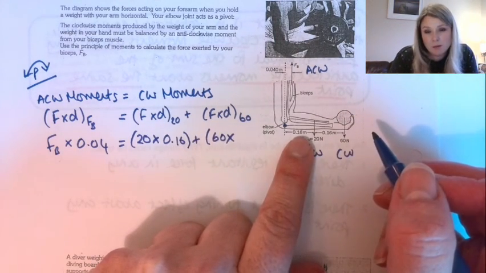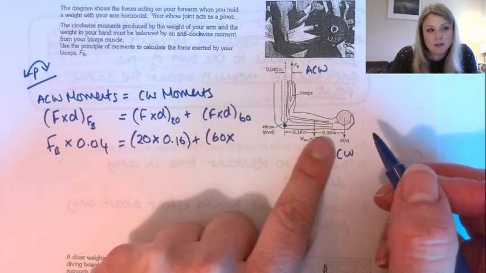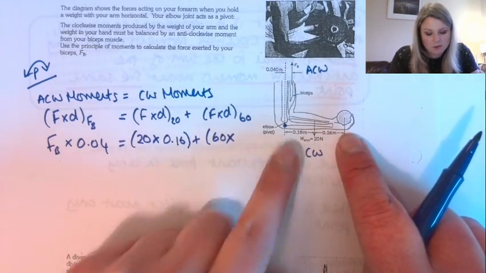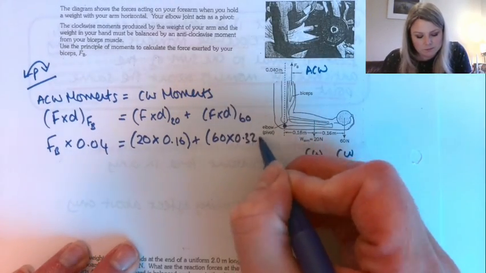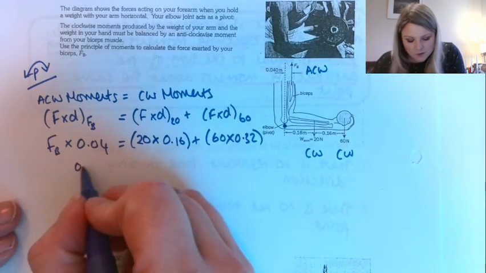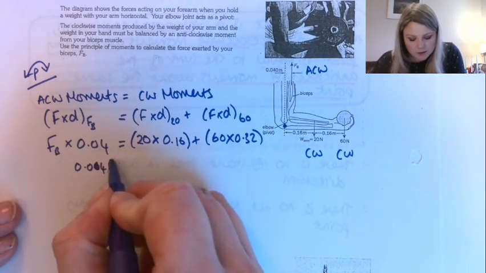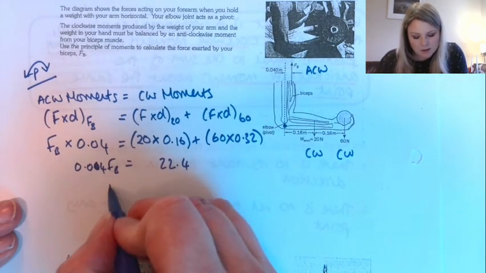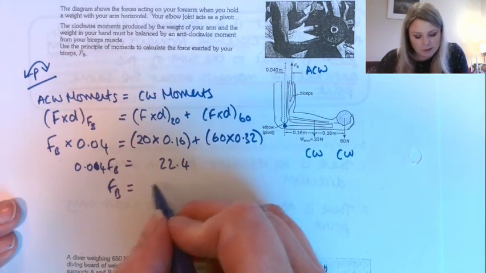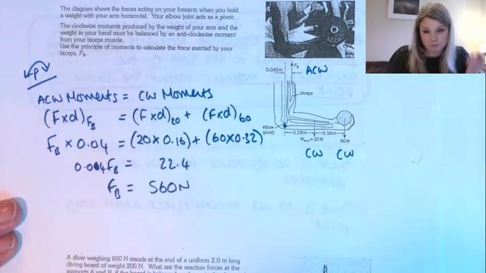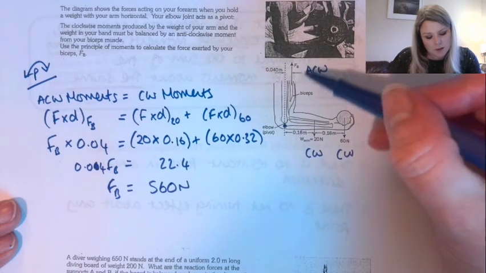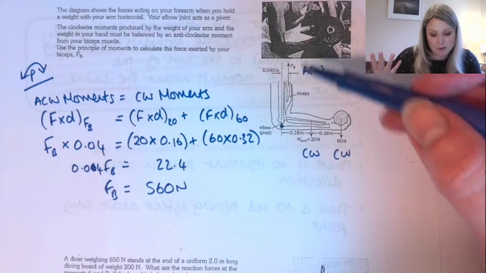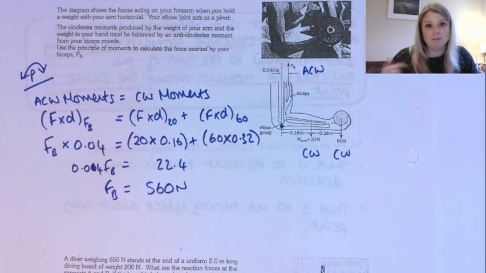So remember, they will be sneaky and a lot of the time they'll not give you the total distance. You might need to add or subtract distances to find out. So the distance from this one to the pivot is 0.32. Just maths from there on in. So FB times 0.04 gives 22.4 on this side. If we divide by 0.04, we get 560 newtons, which makes sense because that's way bigger than these ones, but it's such a short distance from the pivot, so it's going to have to be a really big force to give the same moment.